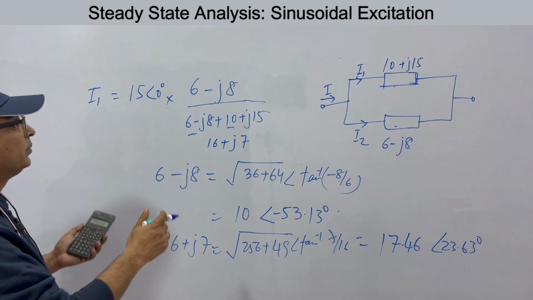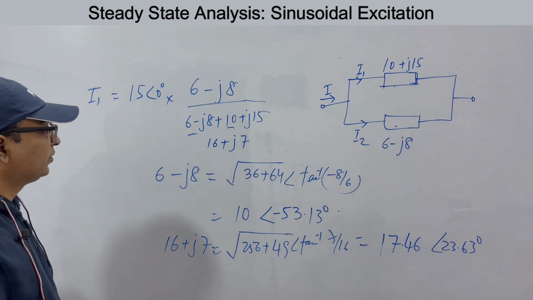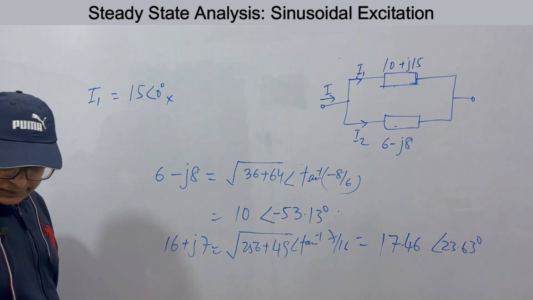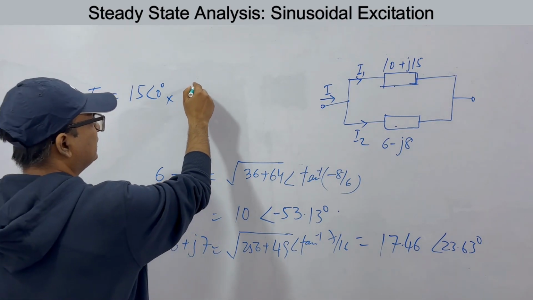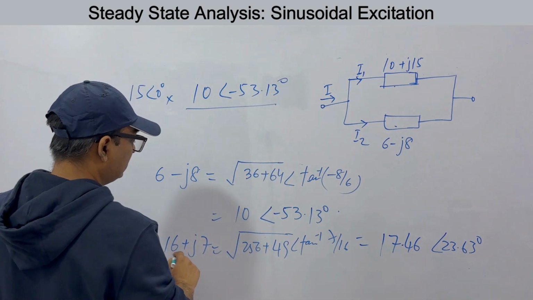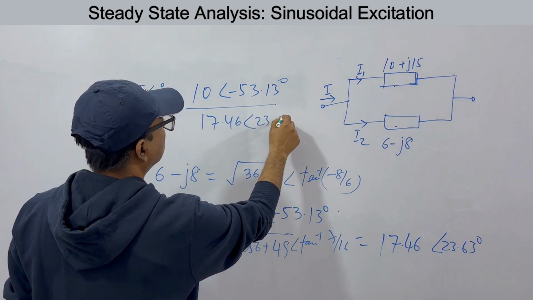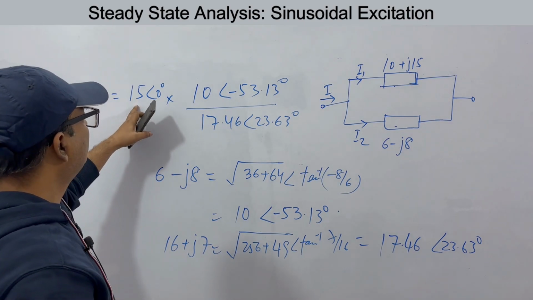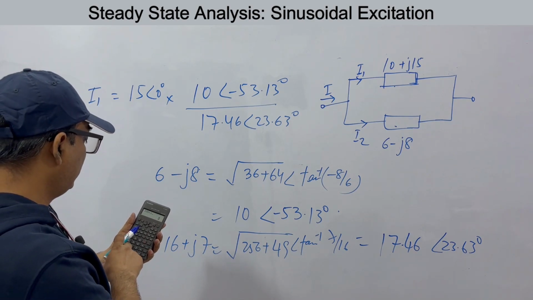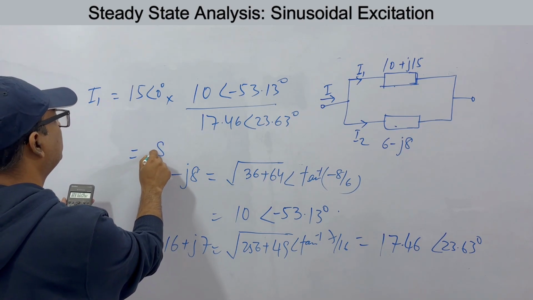Why do we have to do this? Because we can multiply or divide only when we have the numbers in polar form. So instead of this, I am now writing 6 minus j8 as 10 angle minus 53.13 degrees, divided by 16 plus j7, that is 17.46 angle 23.63 degrees. So what do you get? 15 into 10, 150, divided by 17.46. This is almost 8.6.